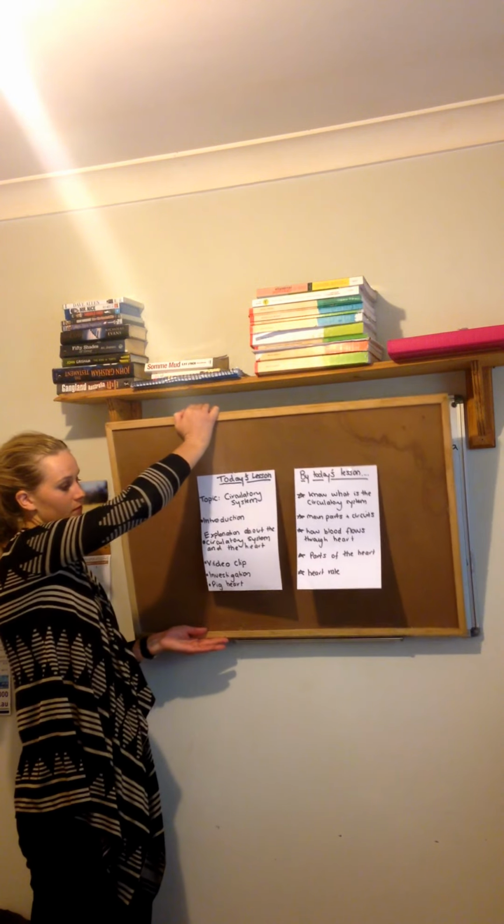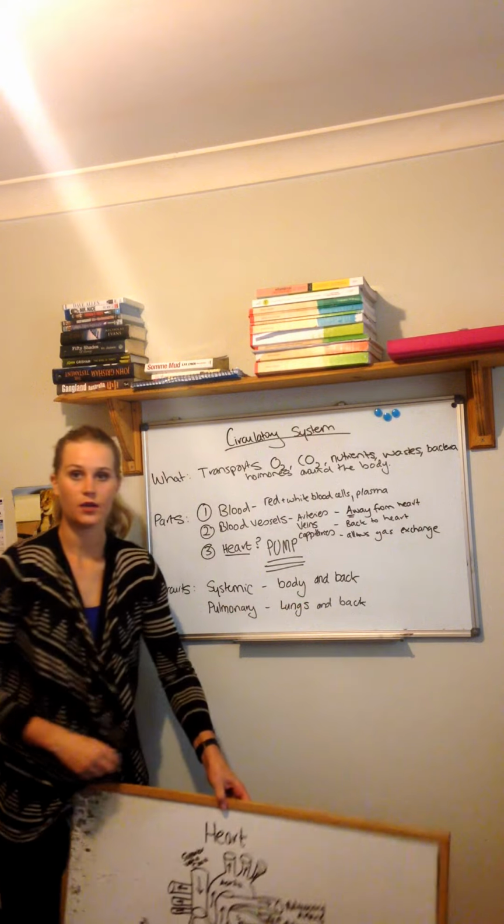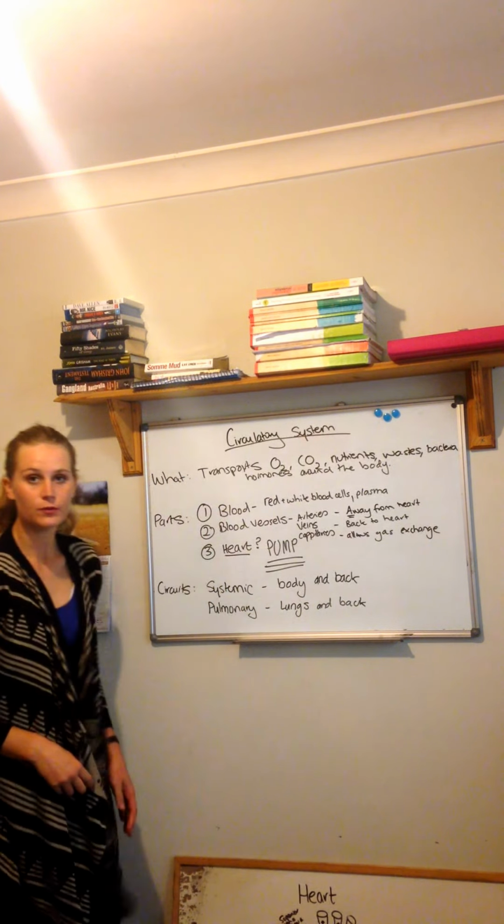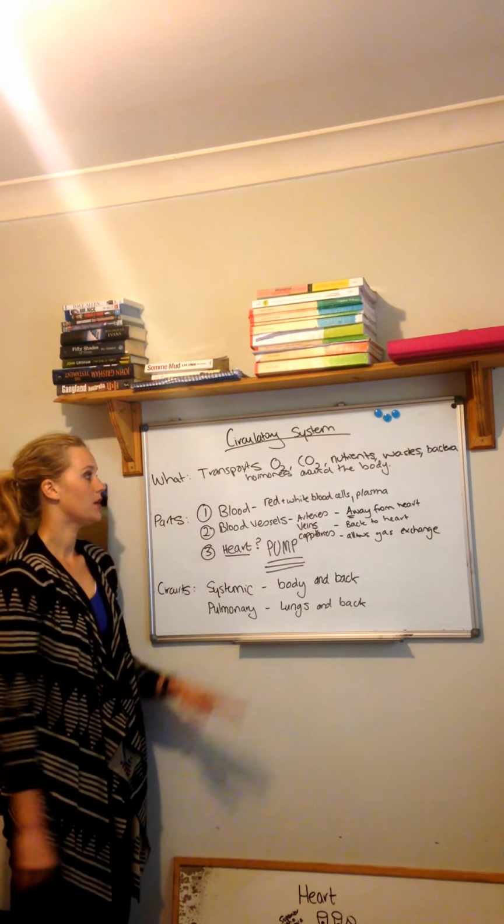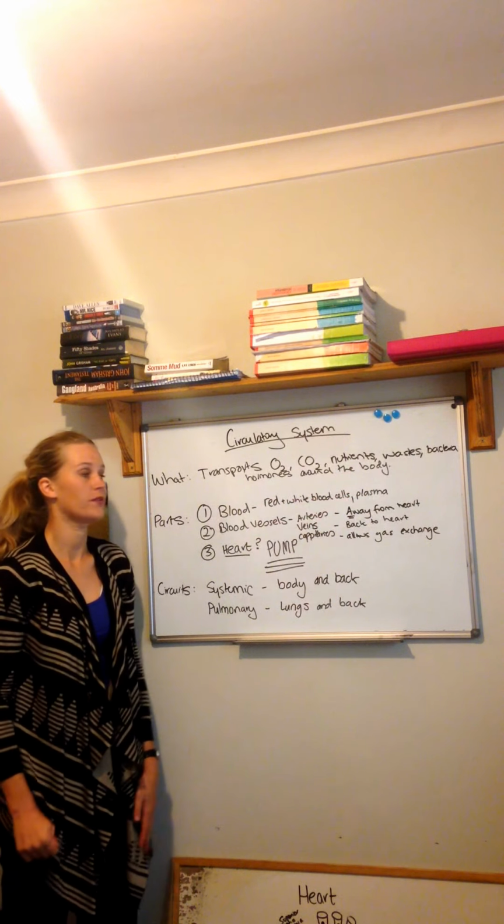So here I've written up a quick overview, which I suggest you guys quickly jot down about the circulatory system, that will be useful. So already we've discussed what it is. So it transports oxygen, carbon dioxide, nutrients, waste, bacteria, hormones around the body.